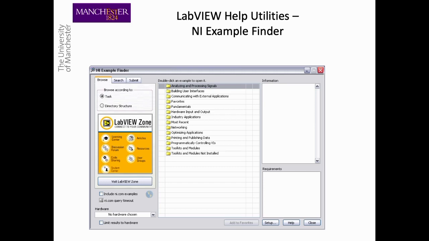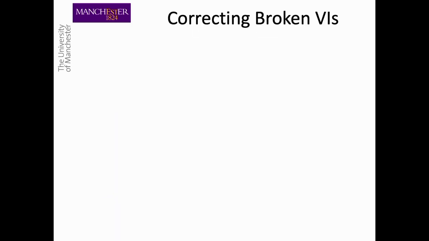This is the example finder. So there's many, many different examples. If you go to the example finder, you can type in what you're looking for. Maybe you want to take an array and change the elements in it. Maybe you want to be able to read a data sheet. It will give you examples of how to do that piece of code. It's a really useful thing to be able to access.